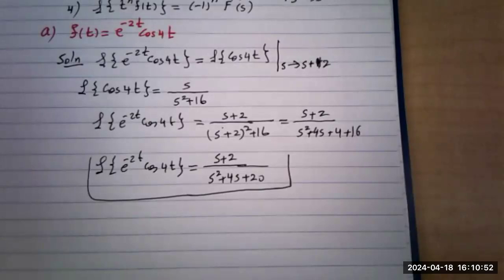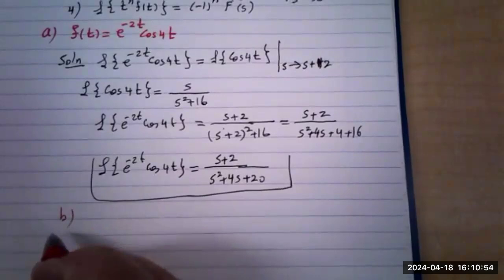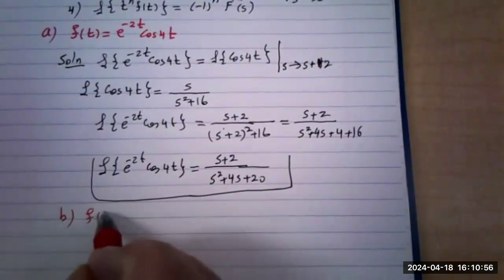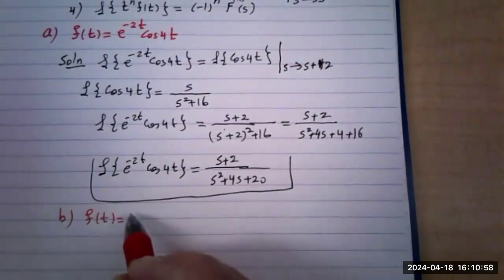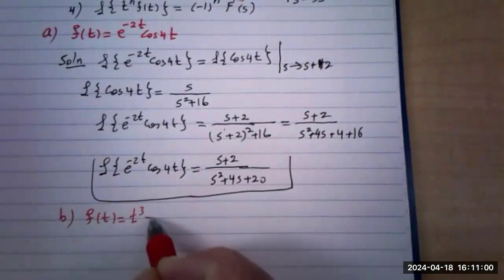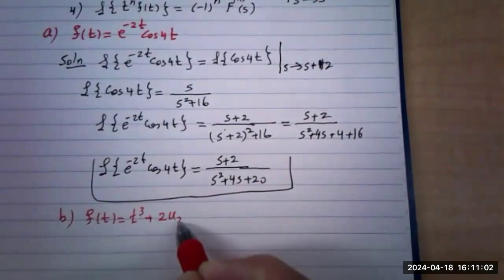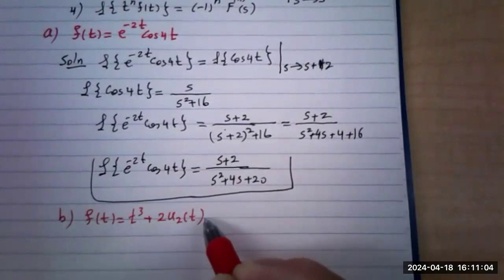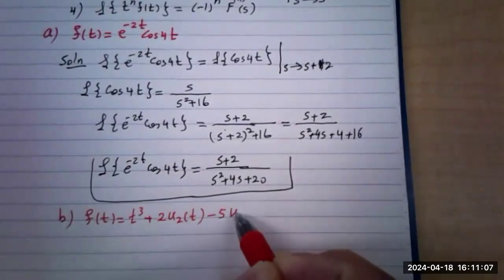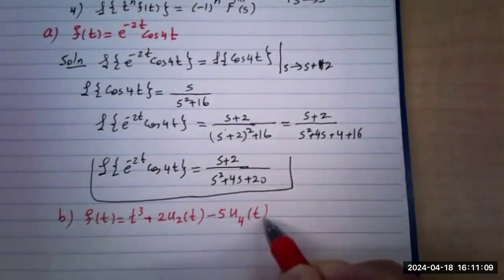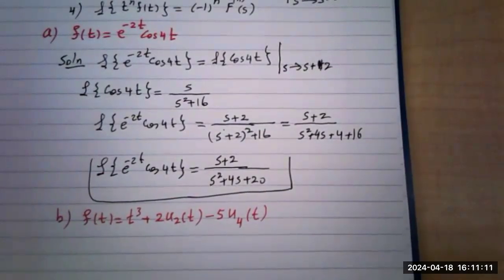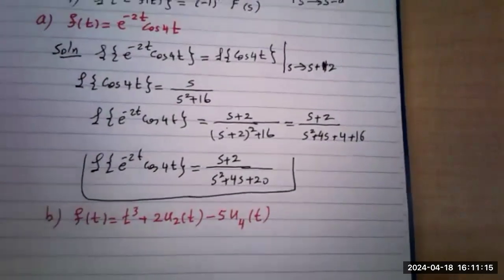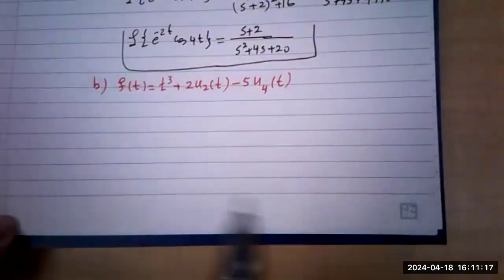Already, that's the first one. Second one involves f of t equal to t cubed plus 2 u2(t) minus 5 u4(t), unit step functions. We take the Laplace transform of f of t. We use the linearity and expand.